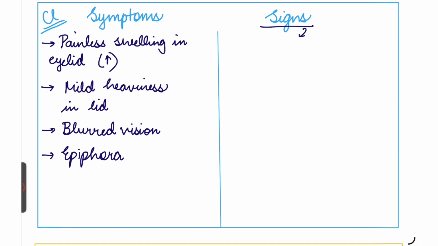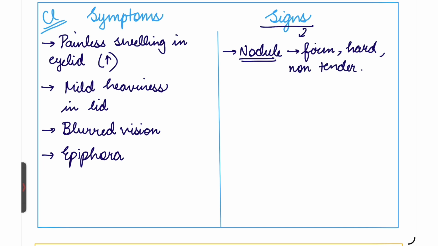Looking at the signs, we will see how the chalazion is appearing. So, the nodule is noted slightly away from the lid margin. It is firm, hard, non-tender, and upper lid is involved more than lower lid. Why is it so? Because upper lid has more amount of meibomian glands.